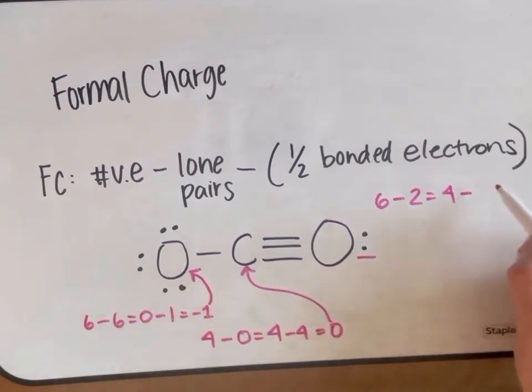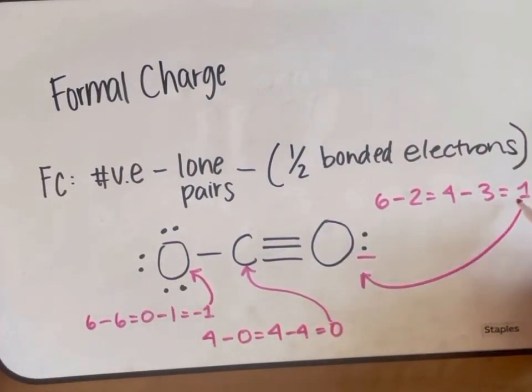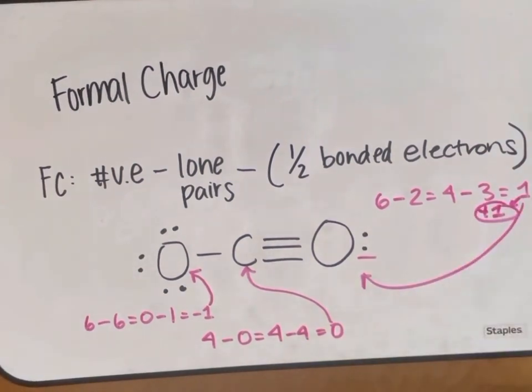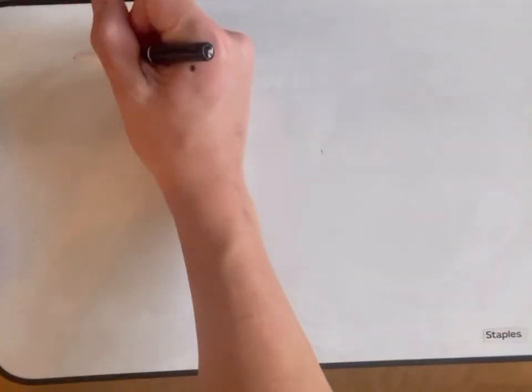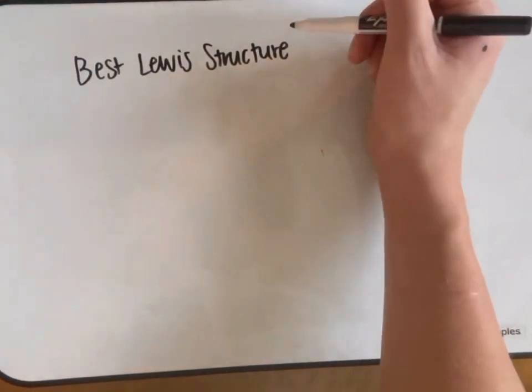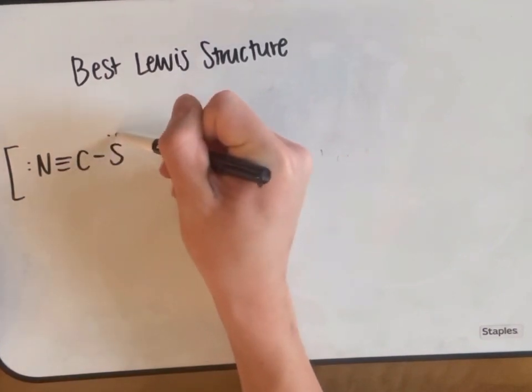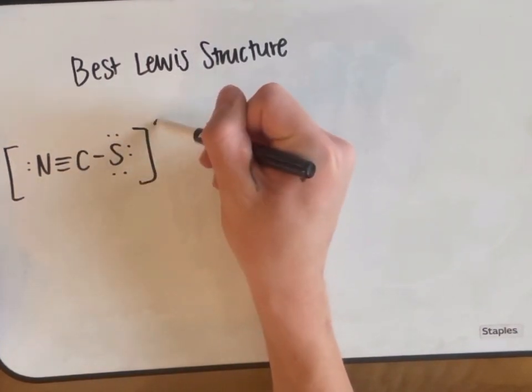O is 6 minus 2 lone pairs equals 4 minus 3 bonded electrons, which gives us a +1 charge. So those are our formal charges. It's pretty simple if you follow along with the rule. So using formal charge in our resonance structures, we have to determine what is the best Lewis structure.